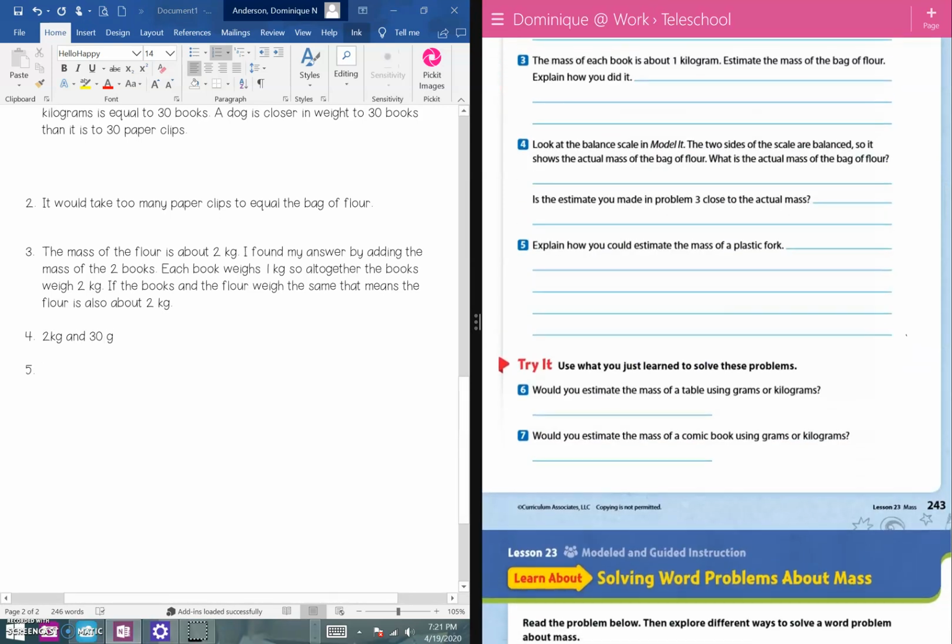This is still number 4. Now the next part says, is the estimate you made in problem 3 close to the actual mass? So remember, we said it was about 2 kilograms. The actual mass is 2 kilograms and 30 grams. So were we close? Yeah, we were just 30 grams off, which remember is only like 30 paper clips. So we weren't too far off. So yes, my estimate was close. Period.